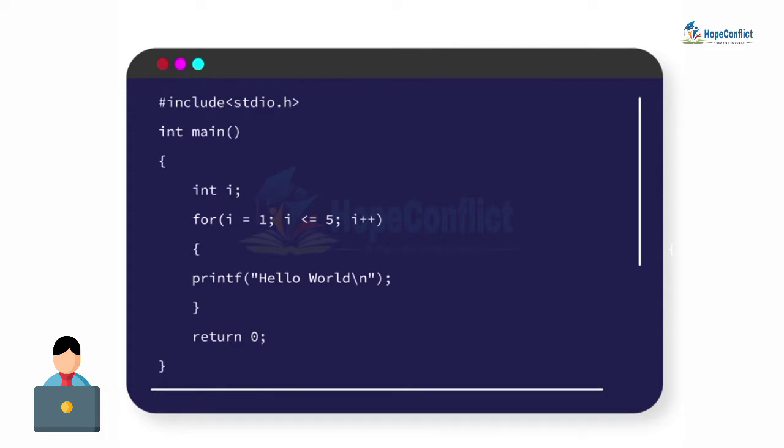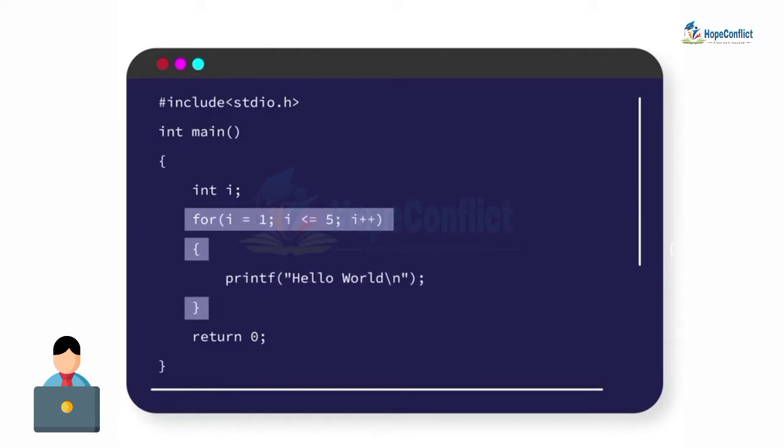Is the printf statement inside the main function or inside the for loop? Actually it comes under the for loop, but it might create confusion. So again we can give 4 spaces to the printf statement. Now it's all very structured and crystal clear that int i and the for loop come under the main function and printf comes under the for loop. So this is how code indentation improves the program's understandability.